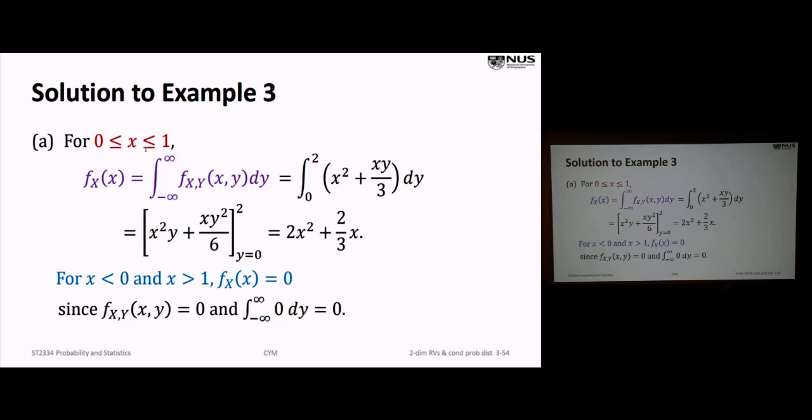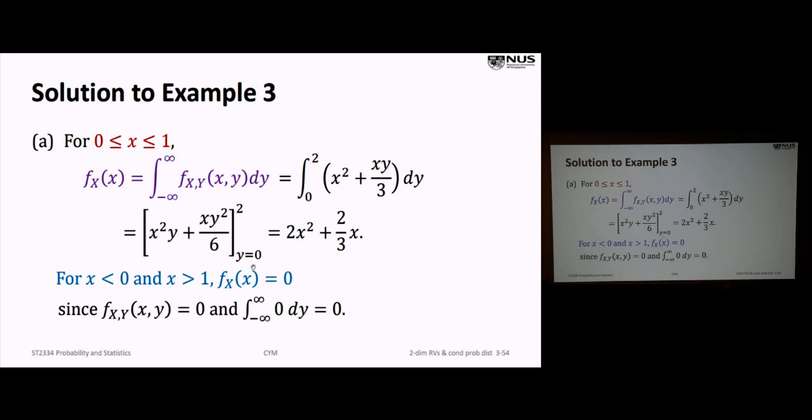Then the marginal PDF of X is simply the joint PDF of X and Y integrated over all possible values of Y. In this case, Y goes between 0 and 2 for this function to be non-zero. So we have x squared plus xy over 3. I integrate over y, and y goes between 0 and 2. If I integrate this one with respect to y, I'll get x squared times y. If I integrate this thing with respect to y, I'll get x over 3 times y squared over 2, which is x times y squared over 6.